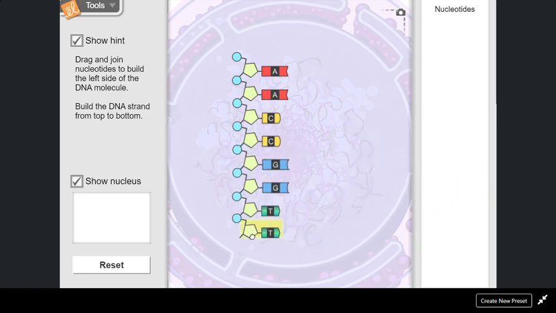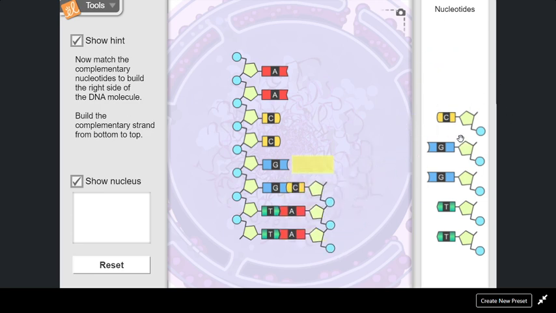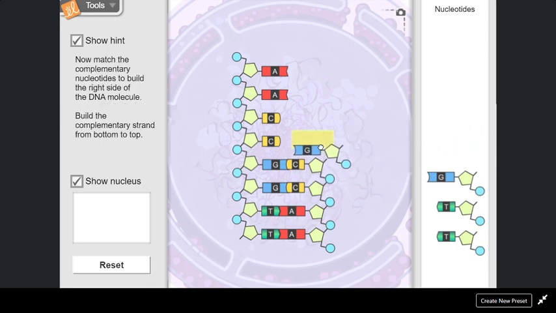We can already tell that this is a DNA strand by what? By the thymine. And then the base pairs are on. T with A, C with G.